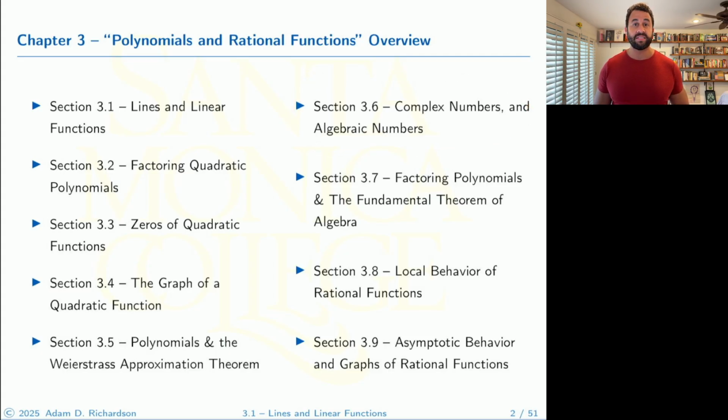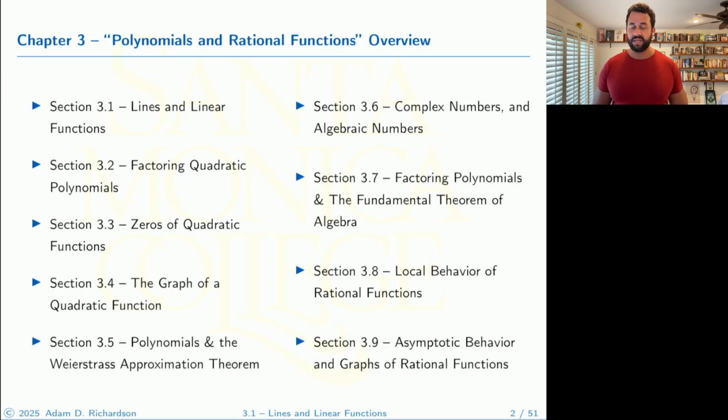After that, we're going to talk about complex numbers, and we're also going to talk about algebraic numbers as well as transcendental numbers, because those play an important role in a lot of computer science applications. Then we're going to talk about how to factor polynomials and how that relates to the fundamental theorem of algebra. Remember, like I've said before, if a theorem has the word fundamental in it, you definitely want to know it well, all right? Then the last two sections of the chapter are all about rational functions.